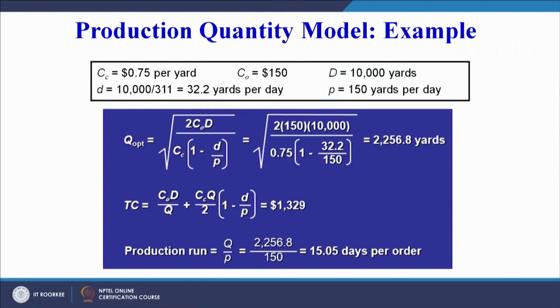Then we can calculate the production run, that is, for how many days we will be receiving this material. So we can calculate that. 2257 we have to receive. This is the total material that we have ordered, and our production rate is already given as 150 yards per day. So we divide 2257 by 150 yards per day, and we get 15.05 days per order.